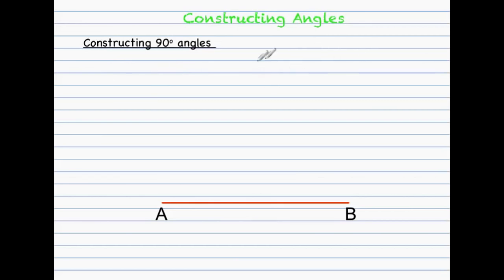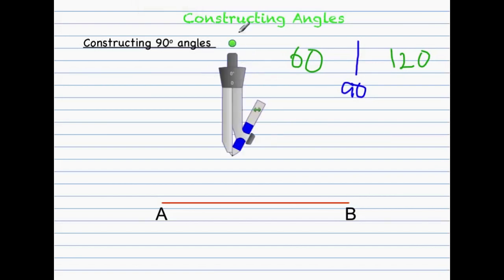Let's move on now to the construction of a 90 degree angle. I'm thinking about 90 degrees as the halfway point between 60 degrees and 120 degrees. So if I could bisect the angle between those two, then I would end up with a 90 degree angle. We begin by laying down the construction marks for the 120 degree angle.